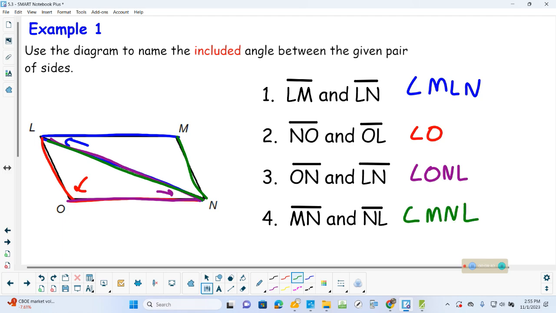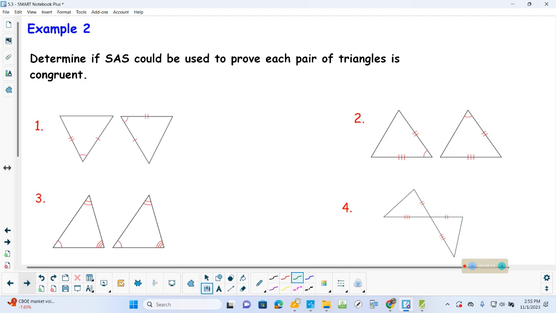So any questions, I know, very dramatic about this included angle, but that's the key for today. Any questions on how to identify that? Okay, let's look at the next round of triangles here. Now, determine if side, angle, side could be used to prove each pair of triangles congruent. Here's the deal. Two answers are yes, two are no. Can you figure out which is which? Two yeses, two nos.